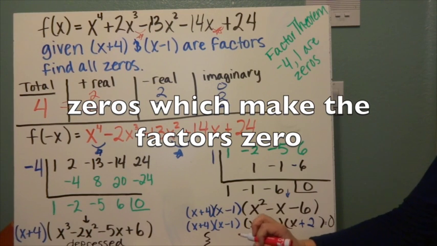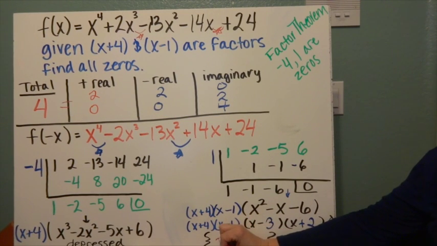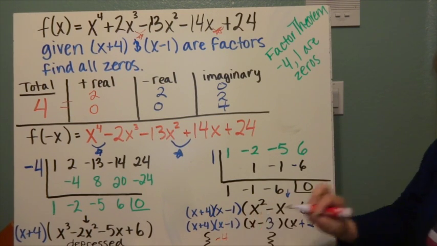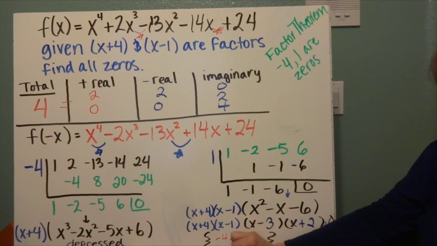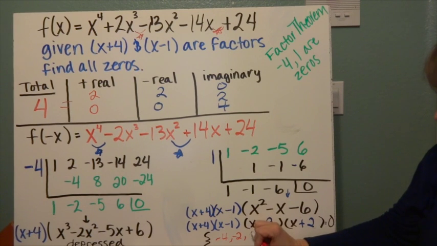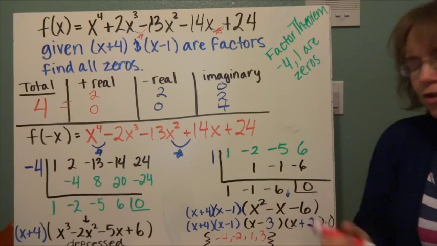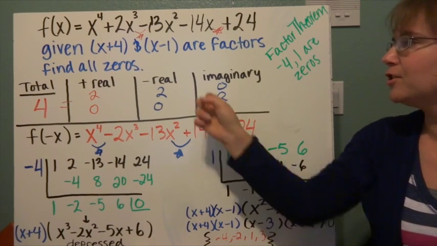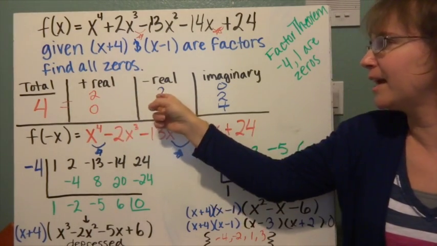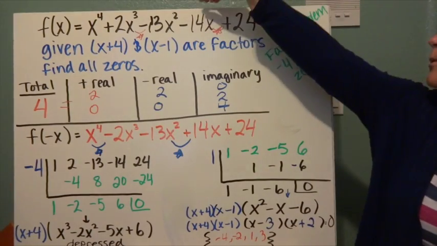So I know that that's going to be a negative 4, a negative 2, a 1, and a 3. And look, I have 2 negatives and 2 positive real roots, no imaginaries. So this is my actual case with a total of 4 roots.